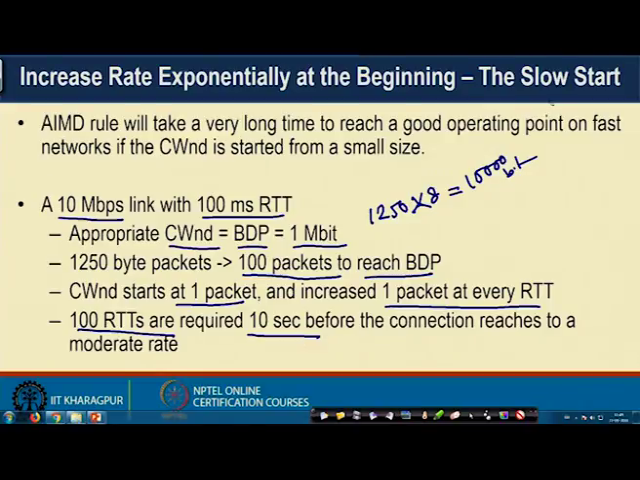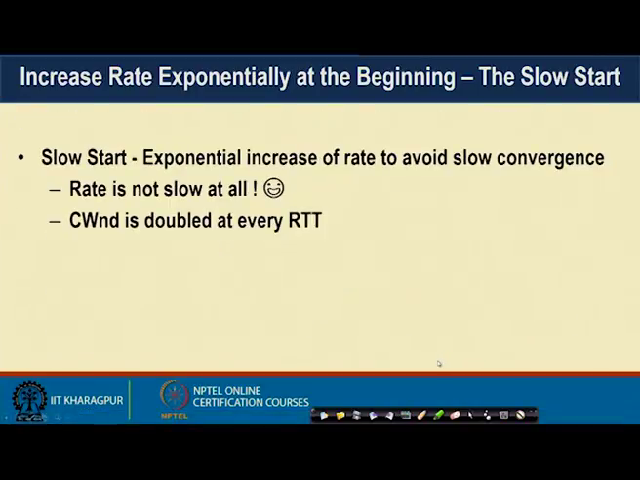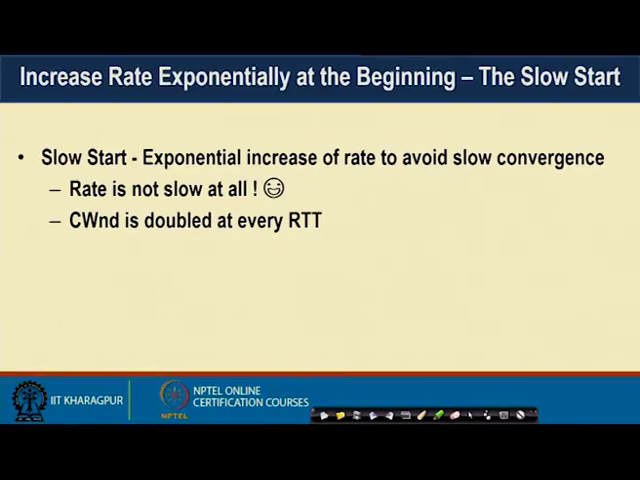Now, to increase this rate, we apply a principle in TCP called slow start. So, what is this slow start? Initially you make an exponential increase of the rate to avoid slow convergence. There is an irony in the name: slow start does not mean that your rate is slow. You are starting from a slower rate and making a faster convergence to the high rate. In slow start, we double the congestion window at every RTT.